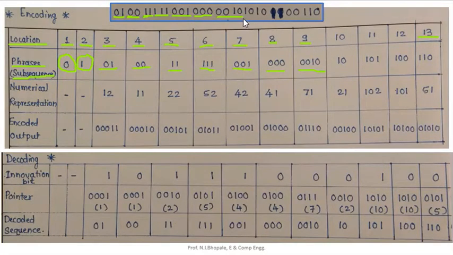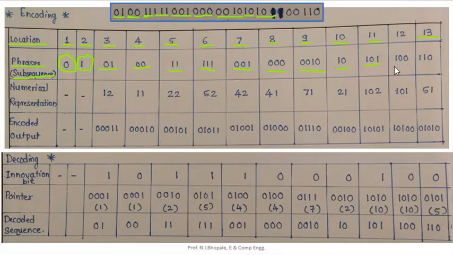After 0010, if we consider 1, that is already covered, so 10 has not been covered, so 10 is stored at location 10. After that, 101 is the next phrase.